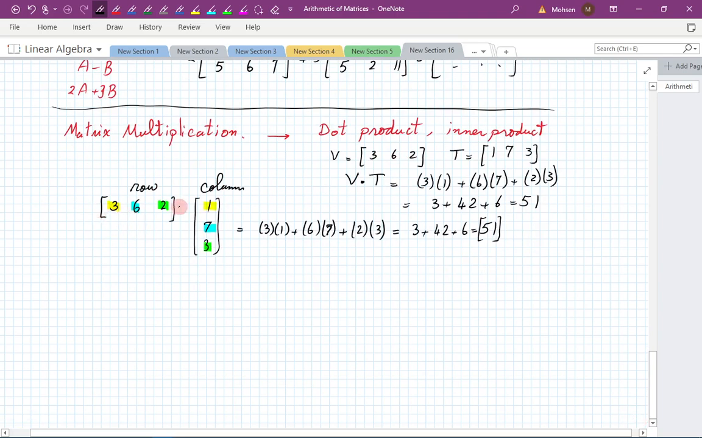So this is a row vector, this is a column vector. I might have several rows, which makes a big matrix for me. So let me write it here: 3, 6, 2, and then 5, 1, 4. I could have several of these columns. So for example, I can have 1, 7, 3, and then 2, 1, 1, and say 0, 4, 2.